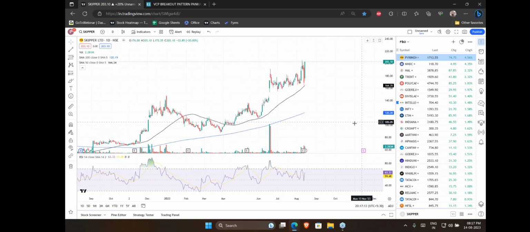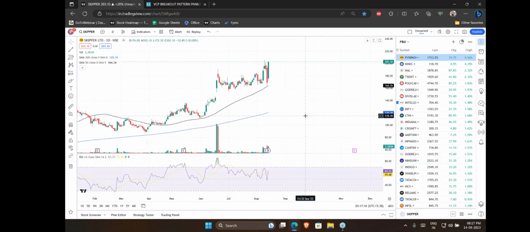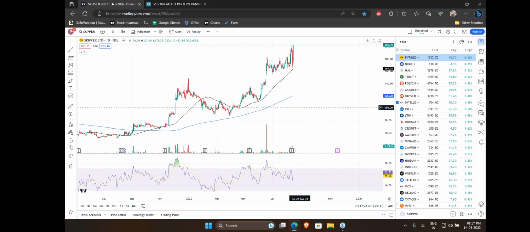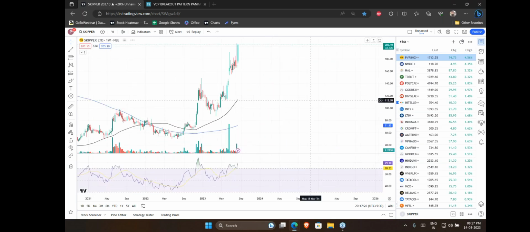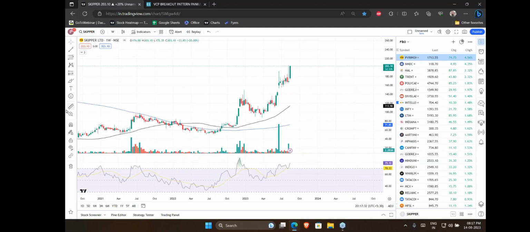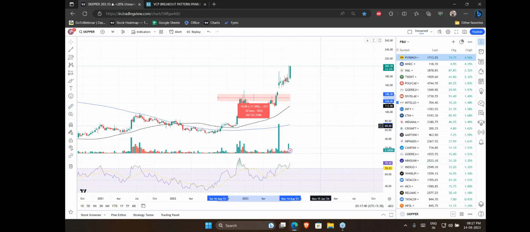Removing all the drawings. The stock was 20% up today. This particular stock was up by 20% today. Now let me move on to the weekly candle. Do we have 52 candles completed from today's to the previous? That is 16 August. Today is Monday. So we have our 52 candles completed.